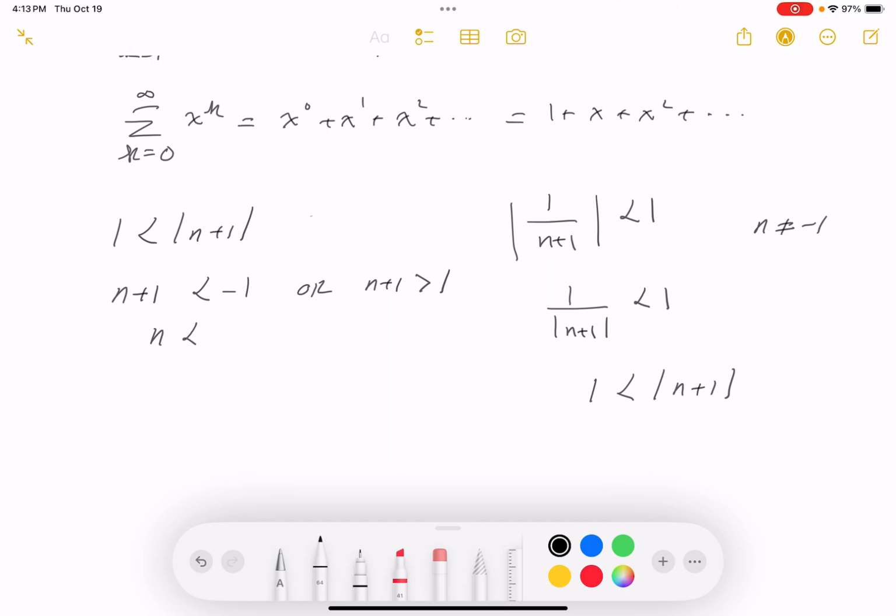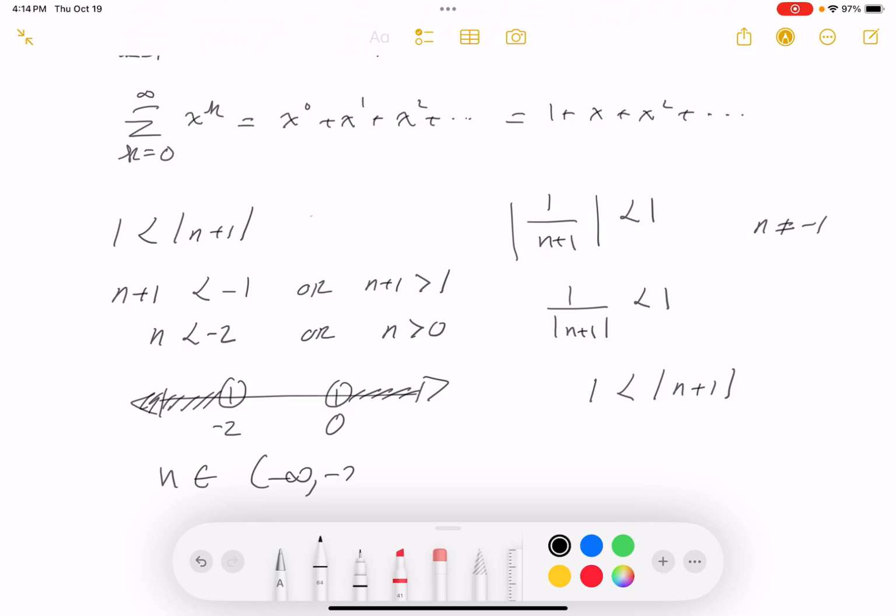What do you get up there? n less than minus 2, or n greater than 0. So I have a series of numbers over here, and if you were to put this down, it's sort of like intervals. Minus 2 and 0. n greater than 0 could be over there, and over here could be less than this. All right? So if we put intervals down, n could be on the interval from minus infinity up to minus 2, union 0 to infinity. All right?